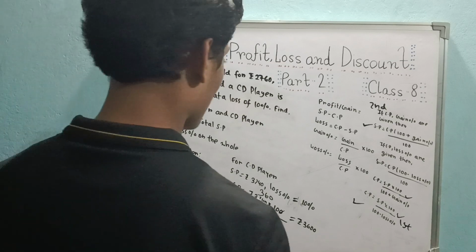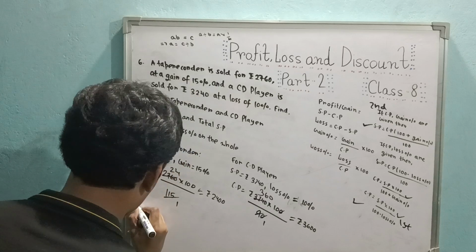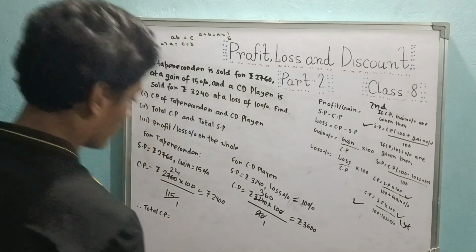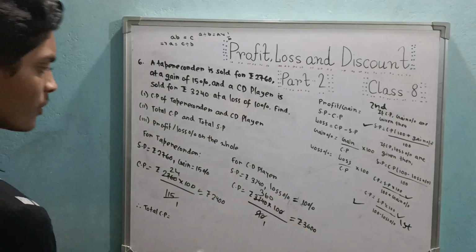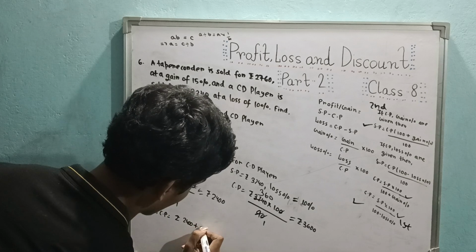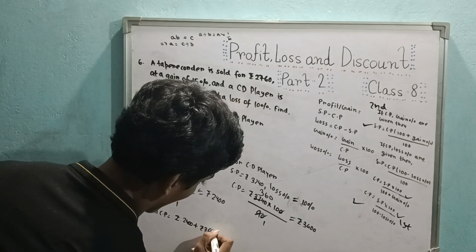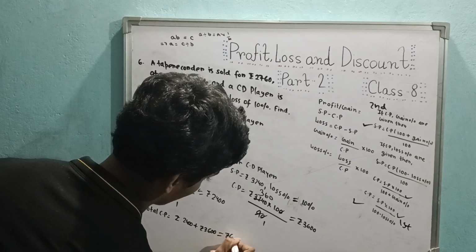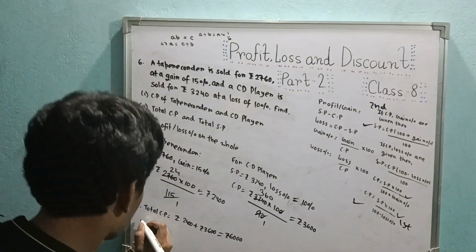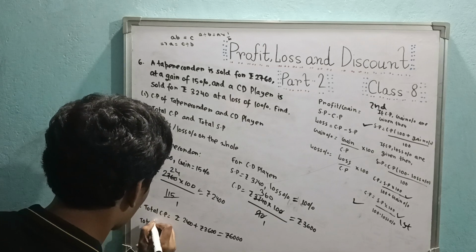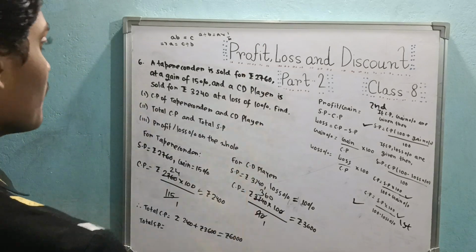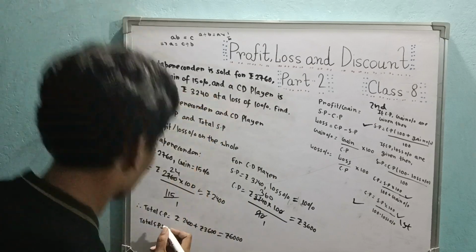So, now let's do one by one. Therefore, total CP is rupees 2400 plus rupees 3600, rupees 6000. One is done. Total SP. So total SP is this one, rupees 2760 and rupees 3240.